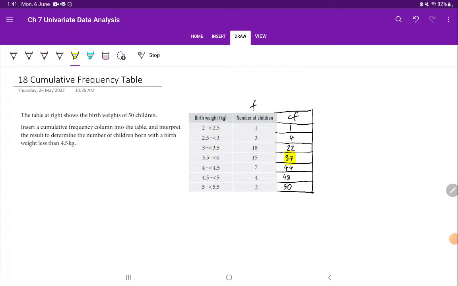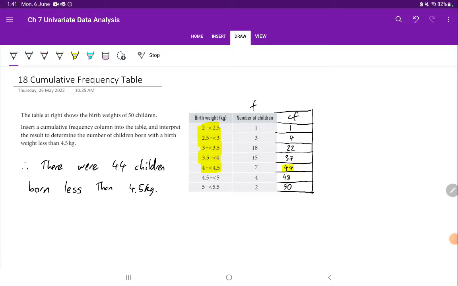So the question in particular is asking not for 4 kilograms, but 4.5 kilograms. So one option is I could just add them all up. But since I've got this convenient number, well, it's 44. So therefore, there were 44 children born less than 4.5 kilograms.